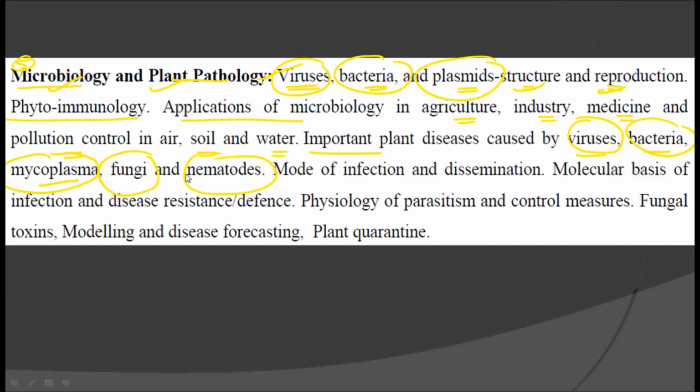We have to study nematodes. We have to study them in detail. Then you have to study the mode of infection and dissemination. Then molecular basis of infection and disease resistance or defense. Then the physiology of parasitism and control measures, fungal toxins, modeling, and disease forecasting. At last, you have to study plant quarantine. This chapter, which covers microbiology in relation to botany, also contains the part of plant pathology, which is about disease-causing microbes in plants.